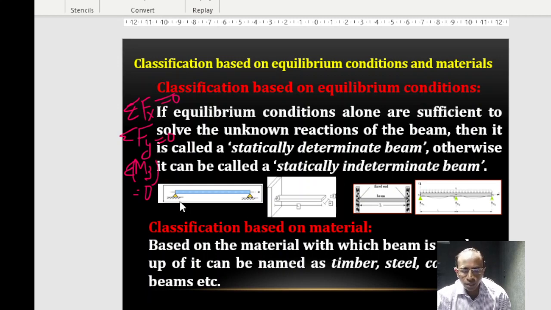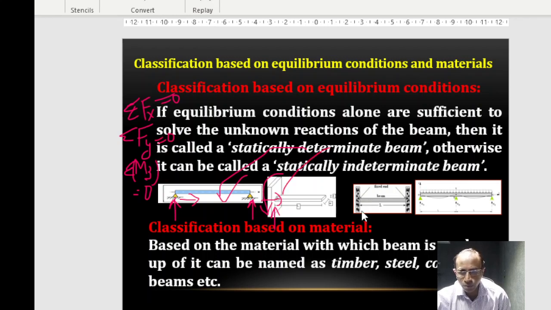For example, take a simply supported beam. A simply supported beam will have how many reactions? At the hinge there is a horizontal and a vertical reaction, so we have two reactions here, and if the other support is a roller, it will have one more, total three. So three equations, three unknowns. That means this comes under the category of statically determinate structure. Similarly, a cantilever has one free end and one fixed end. At the fixity you have all three reactions: horizontal, vertical, and also a moment. So again three and three. So this also comes under determinate structure.